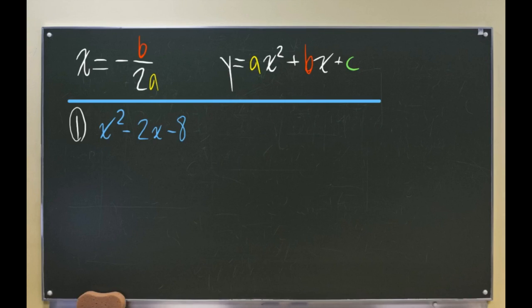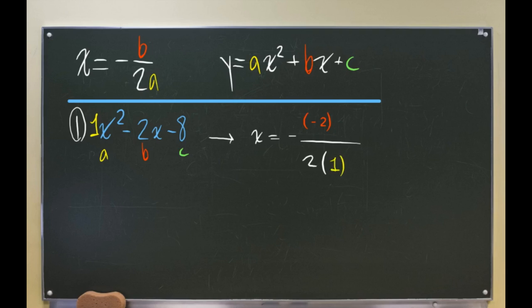So let's look at this first example. We know that our a is 1 because there's an imaginary 1 in front of this x squared. Our b is negative 2 and our c is negative 8. Okay, so we know that our formula is x equals negative b. So our b is negative 2, divided by 2 times 1. So 2 times 1.